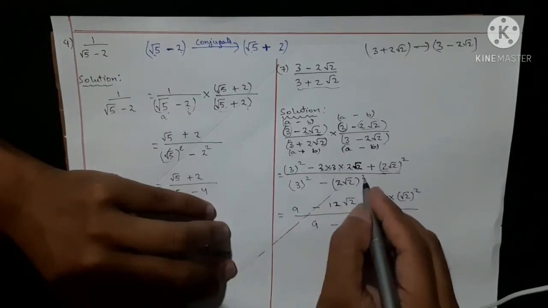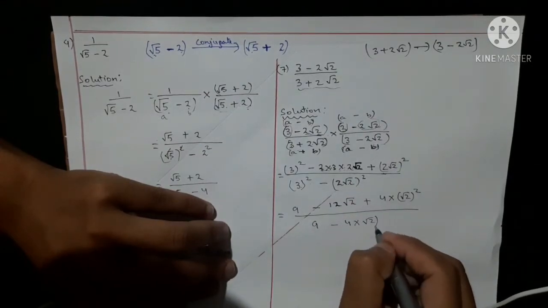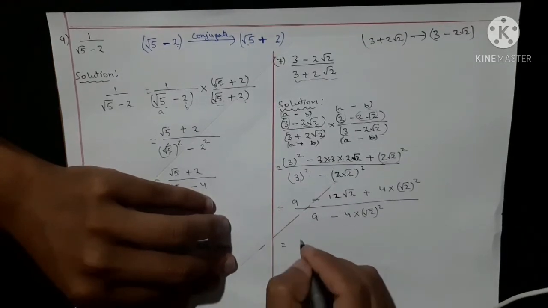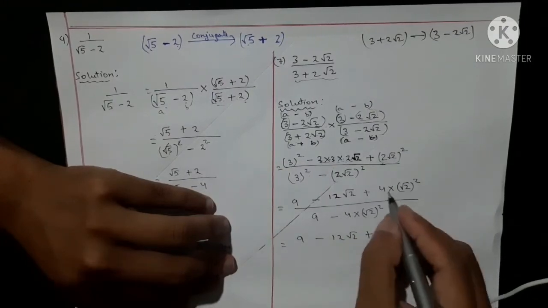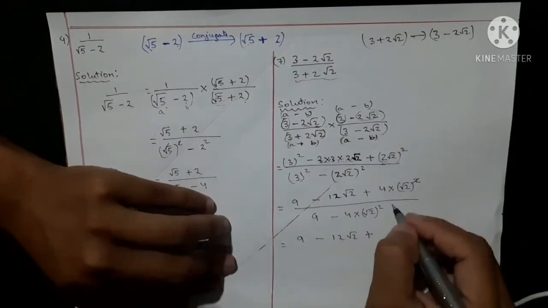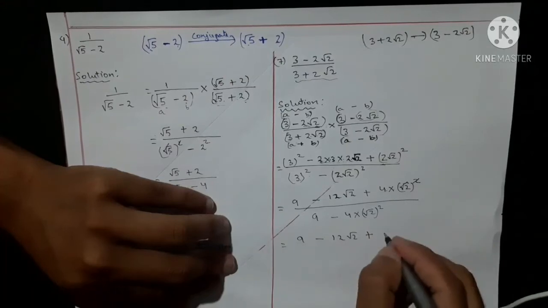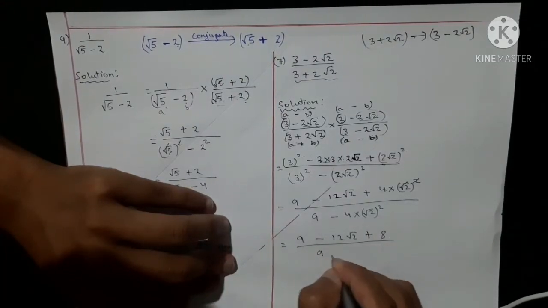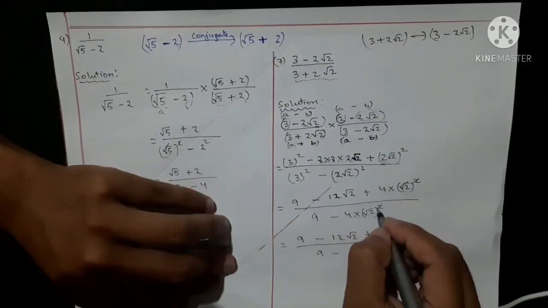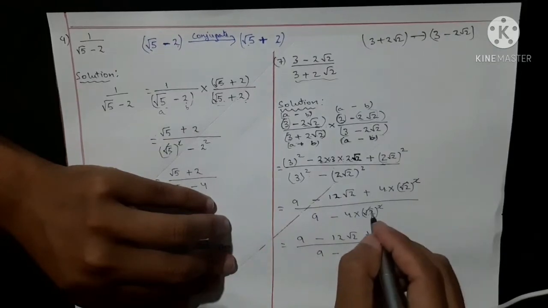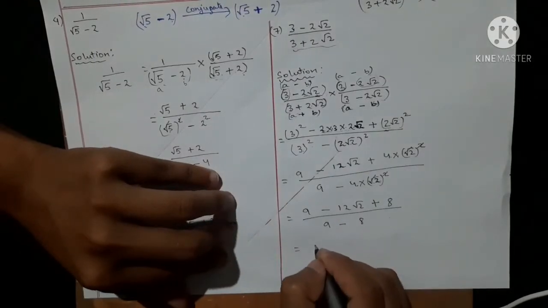Again we square this whole thing: 2 square, so we have 4 multiply square root 2 whole thing square. Simplifying this further, we have 9 minus 12 square root 2 plus 4 into square root 2 whole thing square. The square with square root cancel, and what is left? Only 2. So 4 multiply 2, we get 8, and 9.